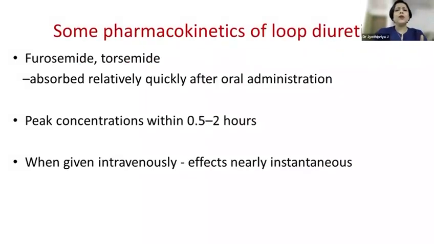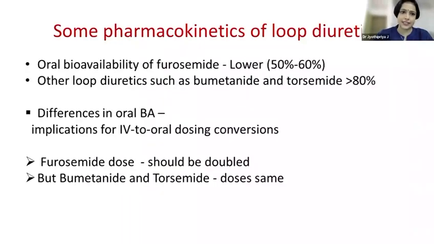Now, coming to the pharmacokinetics of loop diuretics, I'm not going into much detail, but just what we need in clinical practice. Furosemide and torsemide are absorbed relatively quickly after oral administration, and peak concentrations will be reached within 30 minutes to 2 hours. And when given intravenously, effects will be nearly instantaneous.